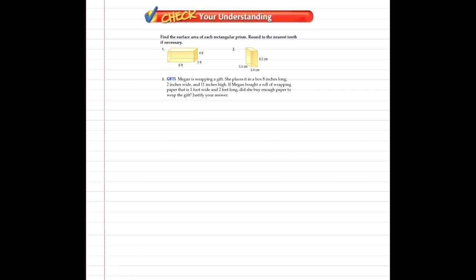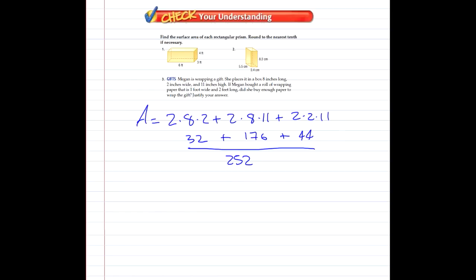Megan is wrapping a gift. She places it in a box 8 inches long, 2 inches wide, and 11 inches high. Megan bought a roll of wrapping paper that is 1 foot wide by 2 feet long. Did she buy enough paper to wrap the gift? Justify your answer. Well, let's see. My surface area is 2 times 8 times 2 plus 2 times 8 times 11 plus 2 times 2 times 11, which gives me 32 plus 176 plus 44. Add them all up and I get 252 inches squared.